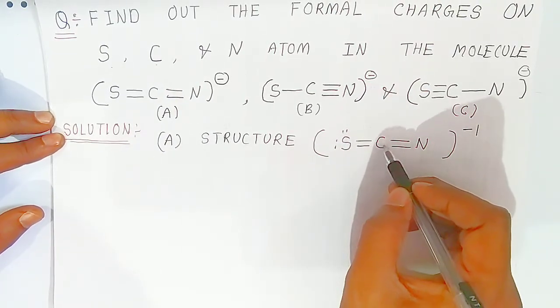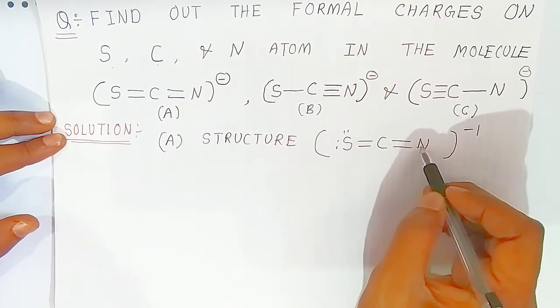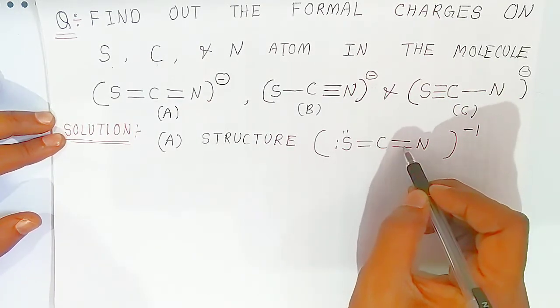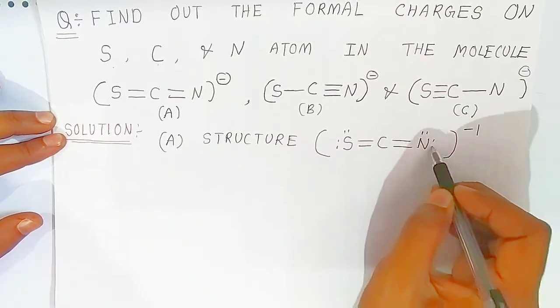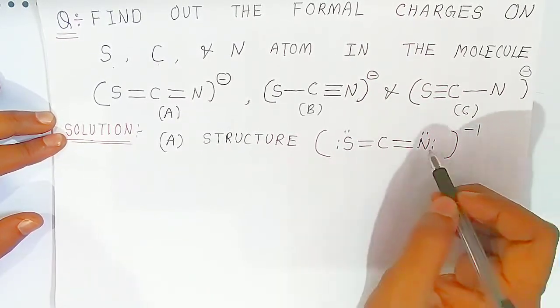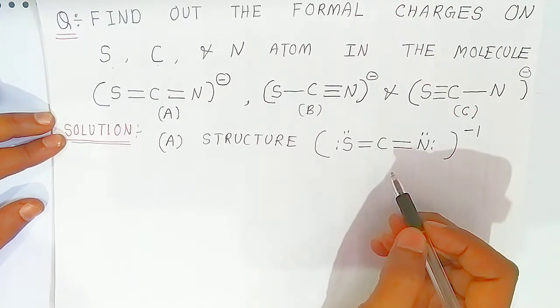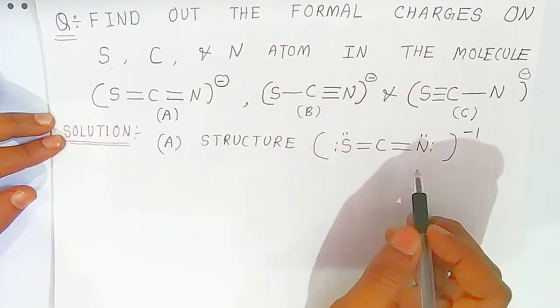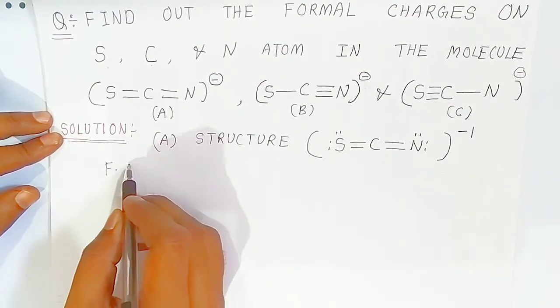Same way students, when you see the carbon octet, it is already completed by bonded electrons. Now when you see the nitrogen students, nitrogen here has 4 bonded electrons and you have to draw 2 more pairs, 4 electrons, to make the octet complete for the nitrogen. After writing these students, now it is very easy to find out the formal charge of the sulfur, carbon and nitrogen. So students, formal charge in shorthand we can write FC.